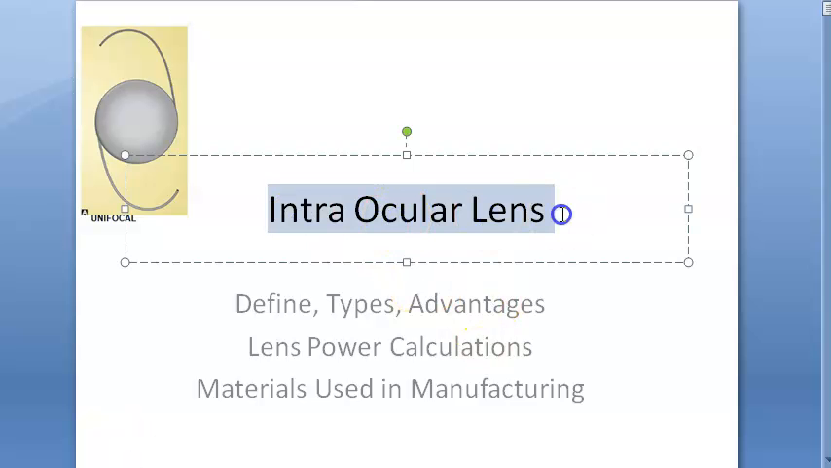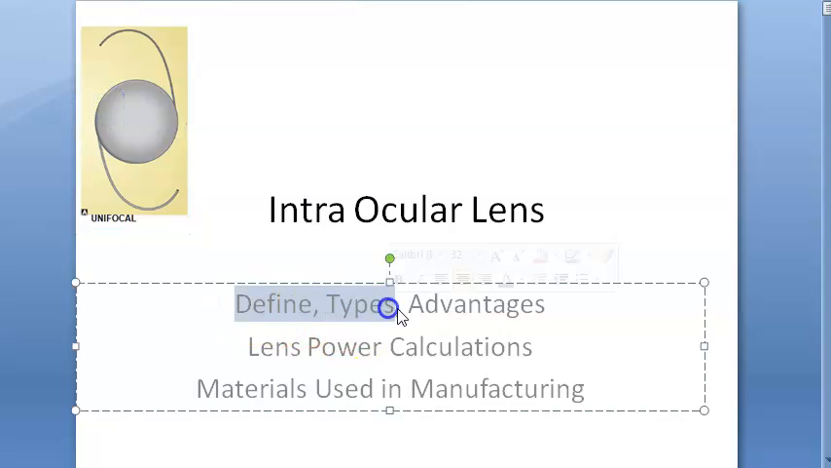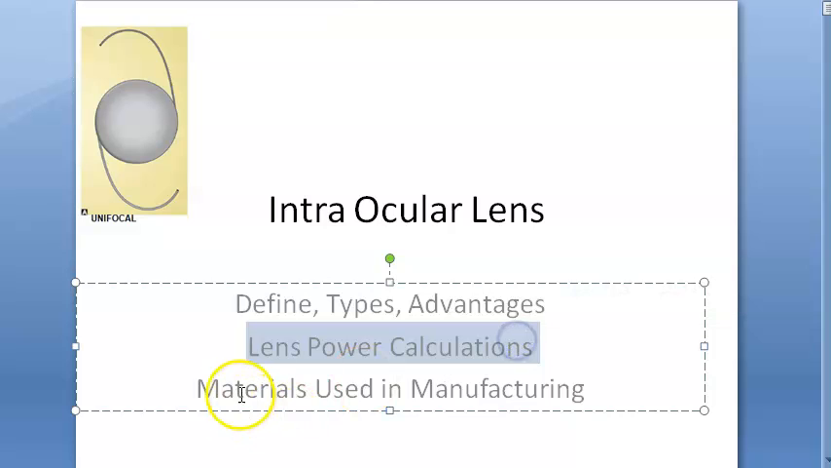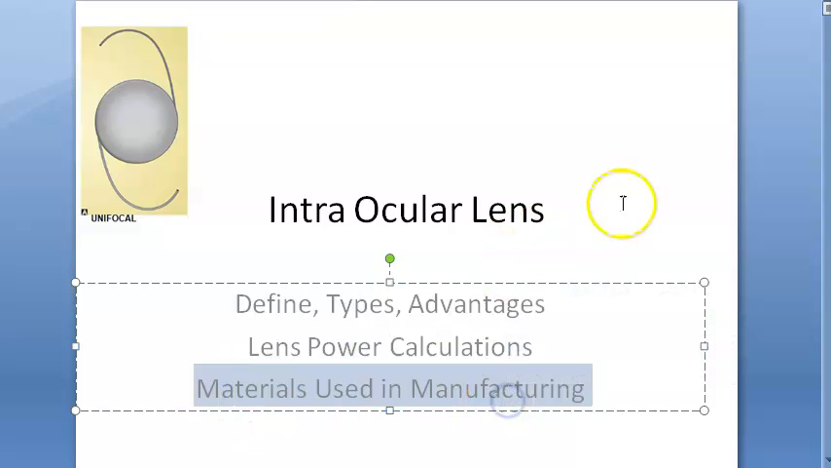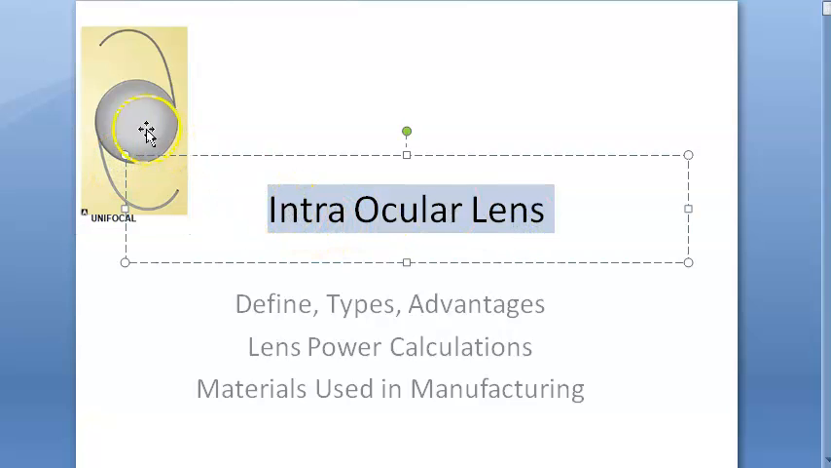Hello people, in this video we want to look at intraocular lens. In the exam they can ask you the definition of intraocular lens, the types of intraocular lens, the advantages, the lens power calculations, and the materials used in manufacturing. Okay, all this they can ask. It's also called IOL, intraocular lens.